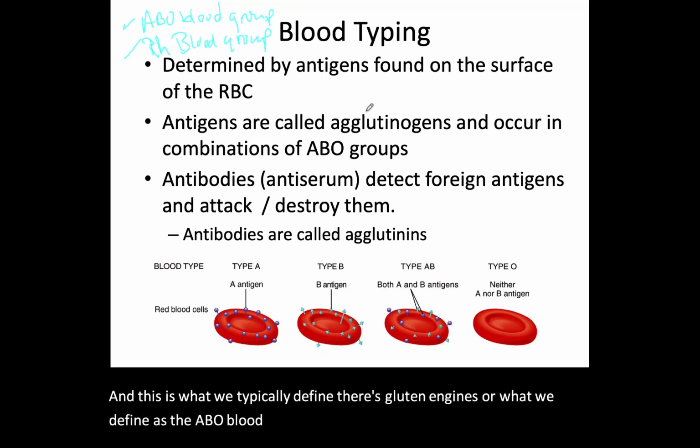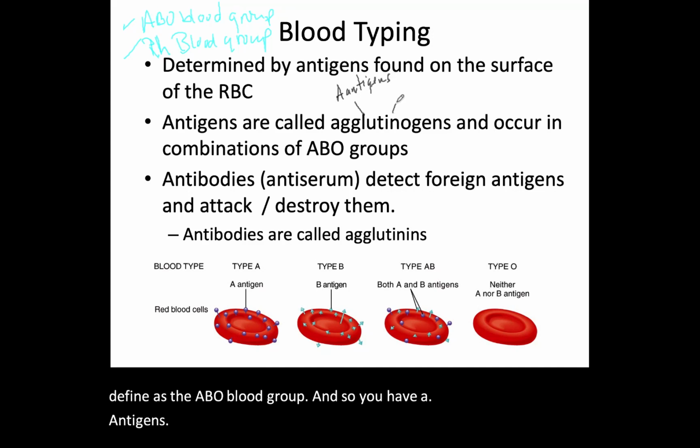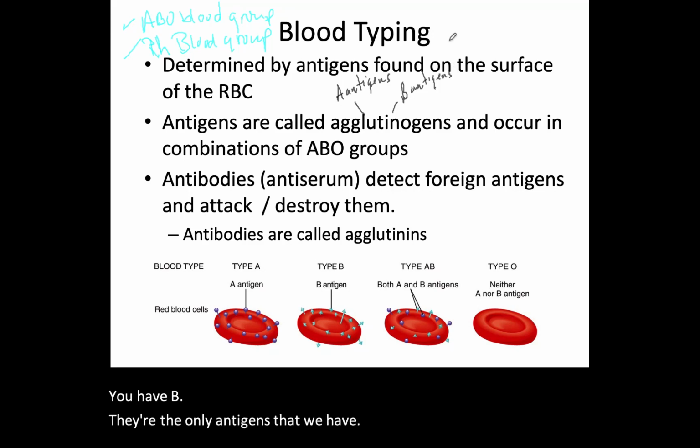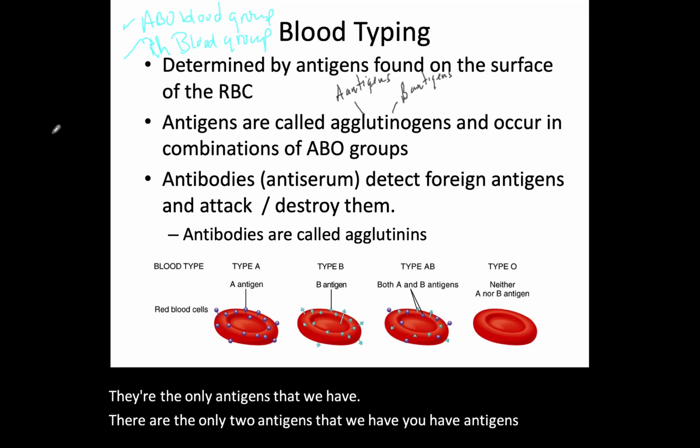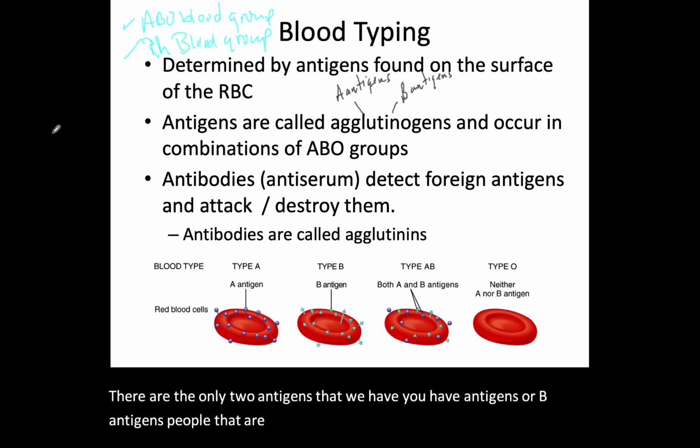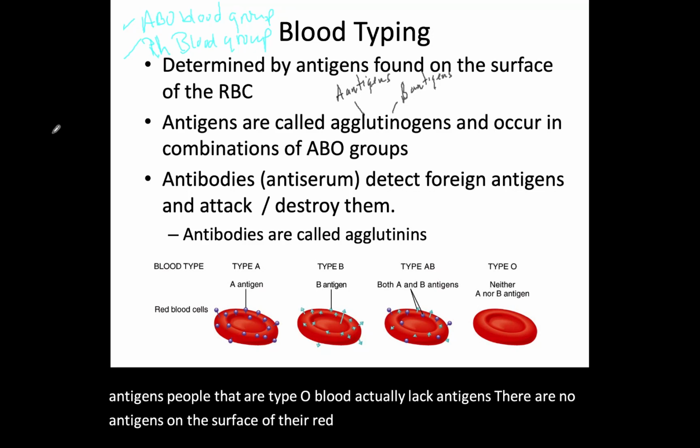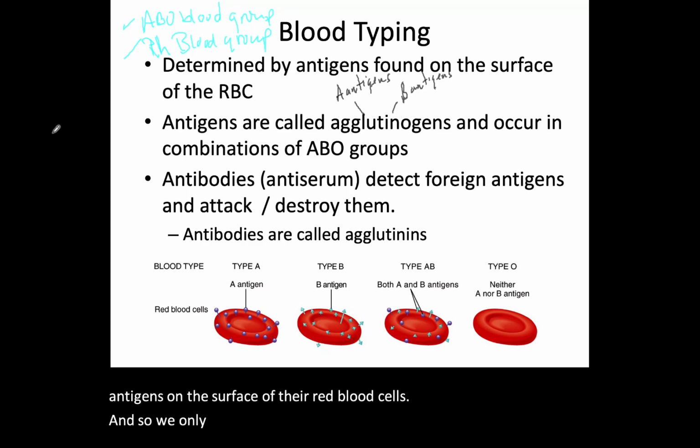And so you have A antigens, you have B antigens. They're the only two antigens that we have. You have A antigens or B antigens. People that are type O blood actually lack antigens. There are no antigens on the surface of their red blood cells. And so we only have two agglutinogens that we're dealing with, A and B.